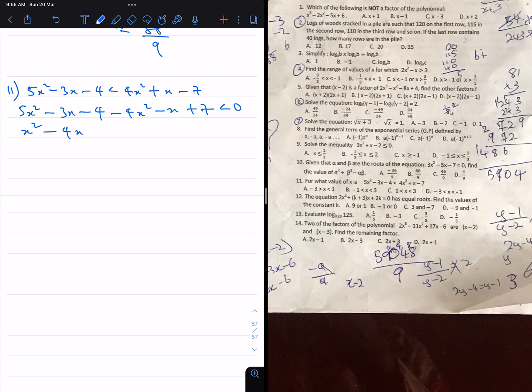Now look at that. Minus 4x. And now minus 4 plus 7. Plus 3. Would that be all? I think so. Yeah. Less than 0. What of the 5x squared? I already did that. 5x squared minus 4x squared is x squared.